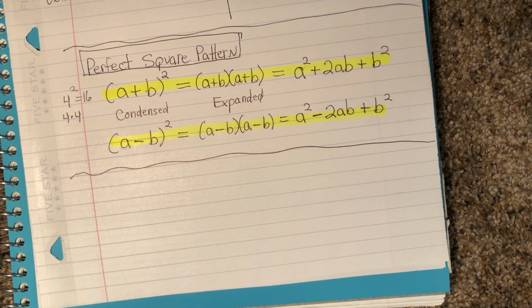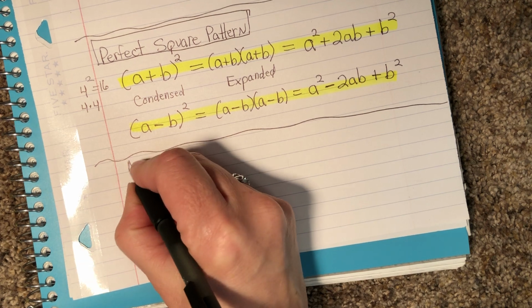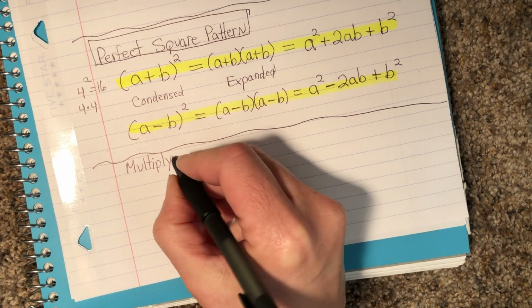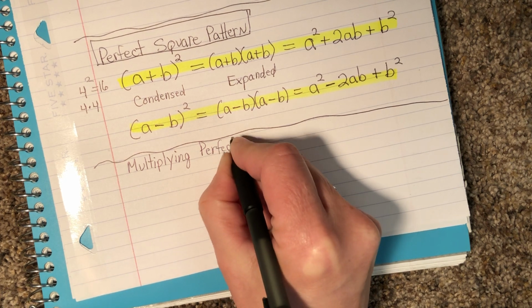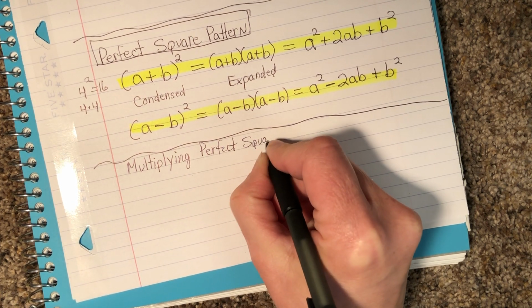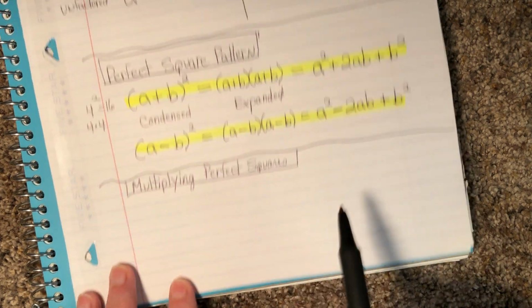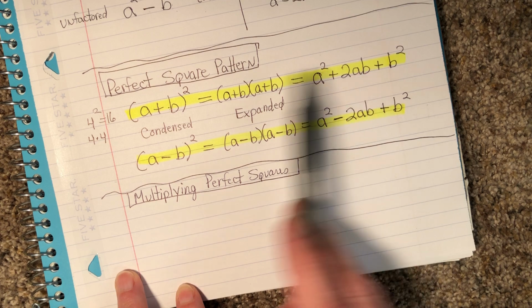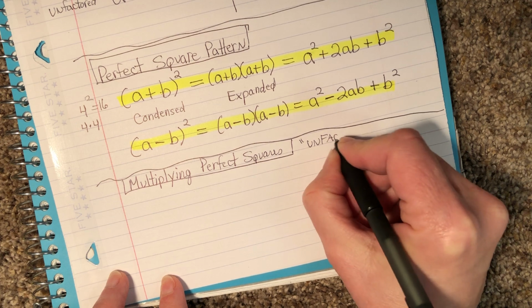Okay, so continuing where we left off, we were talking about the perfect square pattern, and we're gonna go through now how to multiply them. Applying perfect squares. So what I mean is, you're going to be given something like this that's factored, and you're going to unfactor it. In other words, you're multiplying this out. Unfactoring.